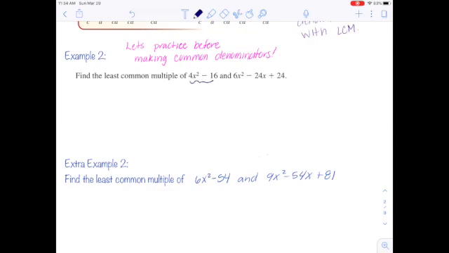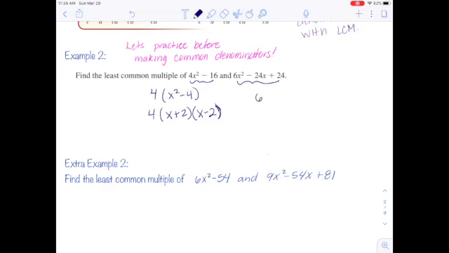Imagine 4x squared minus 16 was a denominator, and another fraction had a denominator of 6x squared minus 24x plus 24. You want to factor these. So 4x squared minus 16 is factorable. You can take out a 4 and you're left with x squared minus 4. And then you notice that x squared minus 4 is a difference of two squares, so that fully factors into x plus 2 times x minus 2. So imagine your one fraction had a denominator of this.